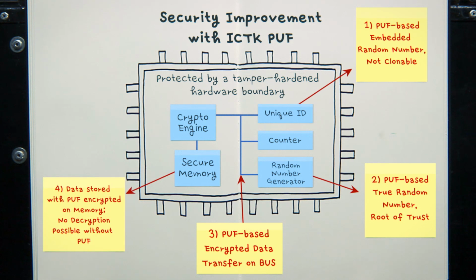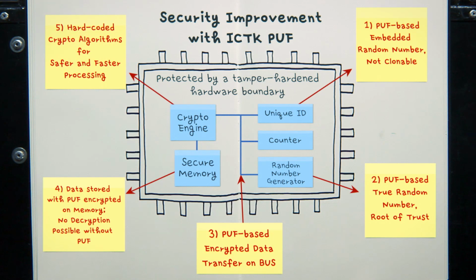4. Sensitive data is stored with PUF encryption, and even if the data is hacked, it is not possible to decrypt it without the unique PUF value inside each chip. 5. Faster processing through hard-coded algorithms.